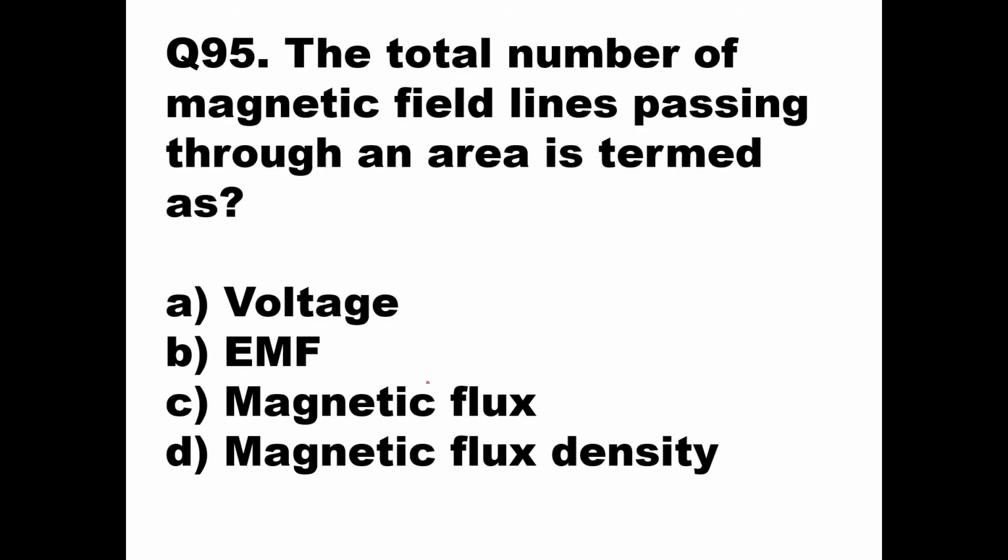If you have a conductor, and in that conductor you show magnetic lines of force, say this is the conductor, and this is a magnetic line, this is a magnetic line, this is a magnetic line, so this will be called magnetic flux. So this will be the right answer. That is option C, magnetic flux.